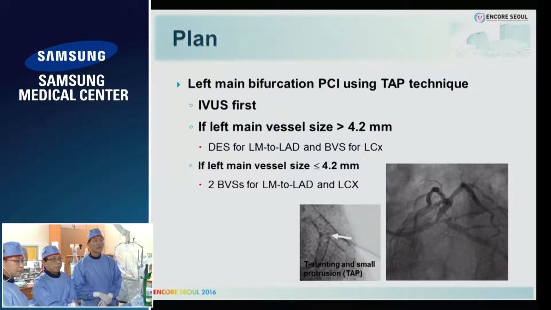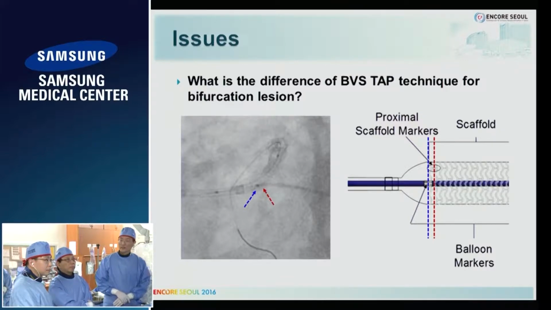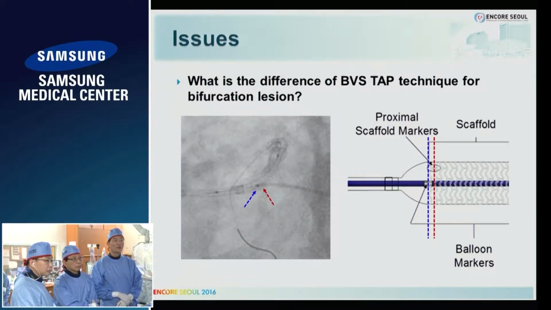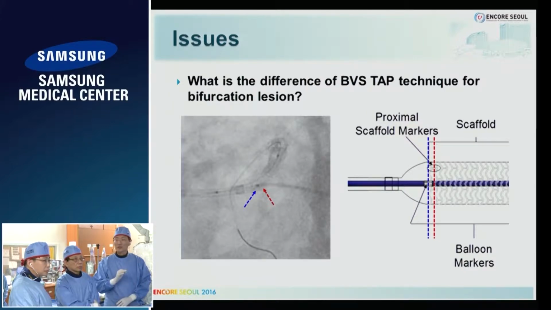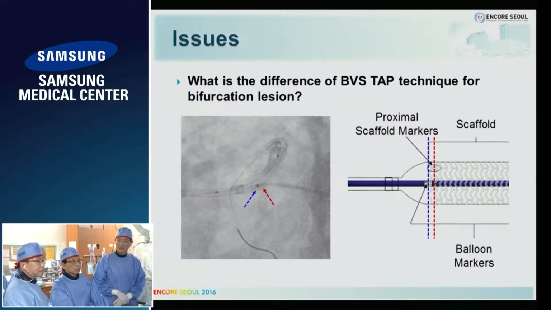Next slide. So for the TAP technique, recently the BBK2 trial showed that the culotte is much better than TAP. I think TAP was very poorly done in that study. Maybe there's a possibility. So location of a stent is very important. Too much protrusion, there is risk of stent thrombosis. Too little, you will miss the ostium of the circumflex. So understanding the proximal margin of the stent is very important, especially in BVS. In the right side panel, you can see the BVS end is at the middle of the balloon marker, not in the scaffold marker. So this is quite challenging to get the very exact location of the circumflex ostium.